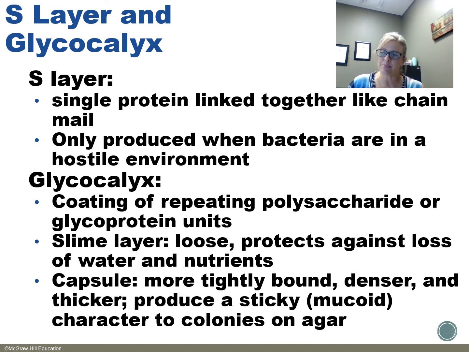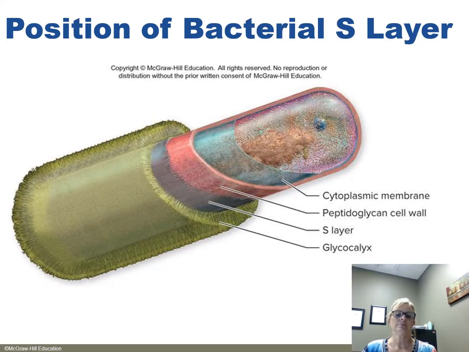And then they can have a capsule, which is much more tightly bound or stuck to the bacteria. It's denser, it's thicker, and it gives a sticky character to the colonies when we plate them out on an agar. So you can actually see that it looks kind of rough or sticky. All right, so here again, you can just kind of see those layers. Here's the inside, this would be the cytoplasm. Then this is the cytoplasmic membrane, the peptidoglycan cell wall, that S layer, and then the glycocalyx.